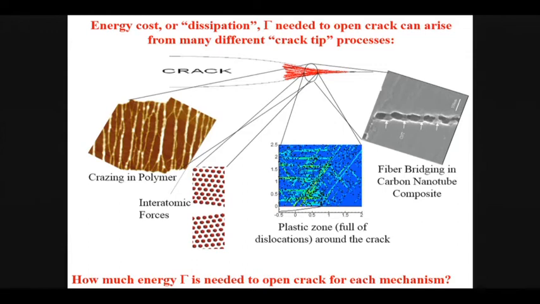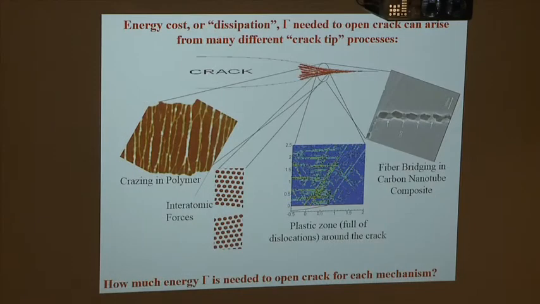So this energy cost, this gamma to grow the crack, it can come from all kinds of different sources or different reasons that it costs energy. It's whatever is needed to open the crack. And depending on the material, depending on the system, there are all kinds of essentially crack tip processes that are going on. And here are some pictures of a few of them. This is crazing in polymers. So these are strands of polymer that have been drawn out over the scale of microns. And this is a dissipative process that costs you energy. And so it's going on somewhere in here.